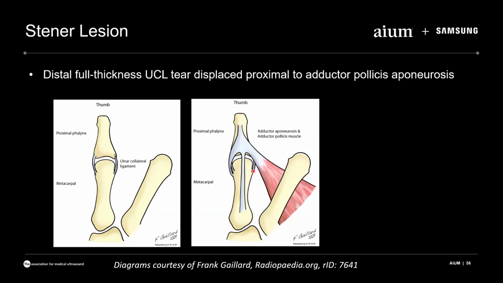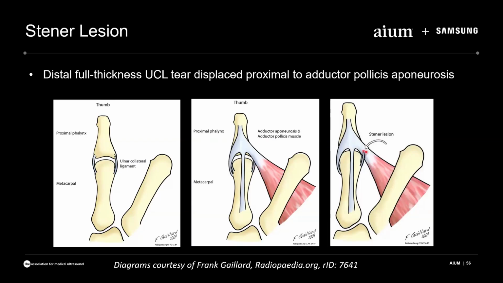And you can kind of see how it attaches to the proximal phalanx of the thumb here, and it covers this ulnar collateral ligament. So if you have a tear of the ligament here, and it flips over proximal to this adductor pollicis aponeurosis, that's when you have a Stener lesion. And that will appear as a hypoechoic round mass-like focus, often with shadowing. Important to identify because that will not heal without surgery. This diagram is also nice because it kind of explains how the adductor aponeurosis can move separately from the overlying ulnar collateral ligament if you flex the distal thumb.